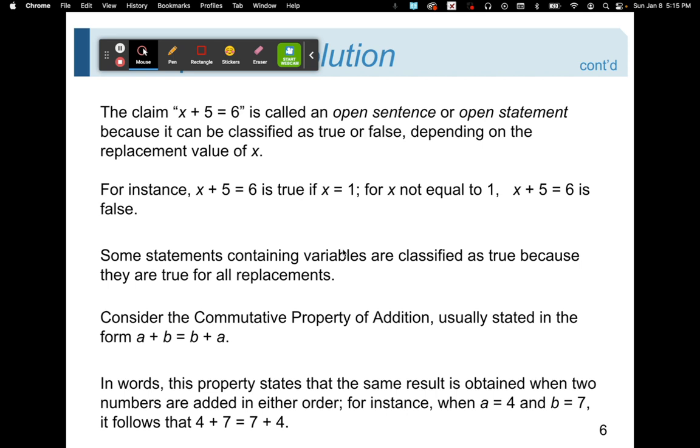Some statements containing variables are classified as true because they are true for all replacements. For example, the commutative property of addition is usually stated as a plus b equals b plus a. No matter what numbers we plug in for a and b, that's always going to be a true statement.